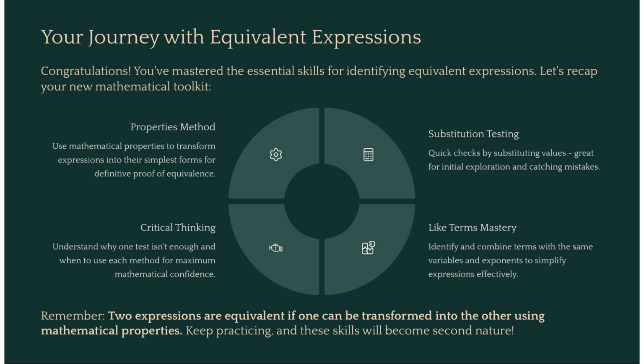In conclusion, you had two tools to identify equivalent expressions. Remember that substitution is a good tool for a quick check, and more importantly, it only takes one different result to prove that expressions are not equivalent. But the definitive proof is achieved by simplifying both expressions using the properties of operations. If the simplest forms are identical, you know the expressions are equivalent. Master these methods, and you'll always be able to identify algebraic twins.